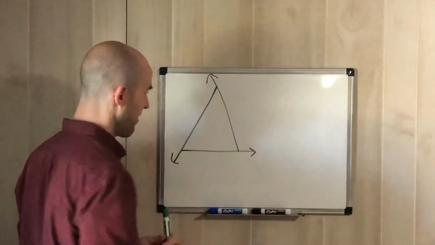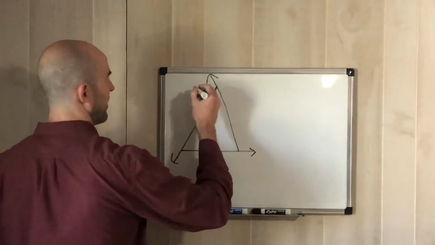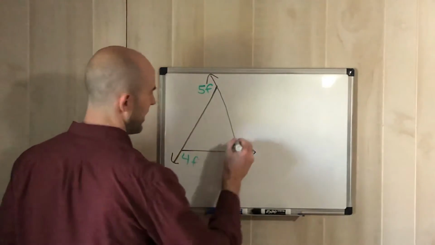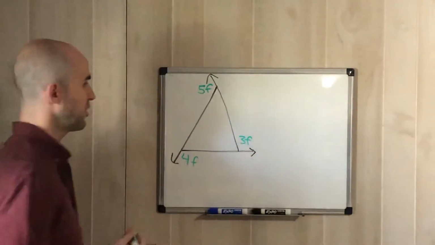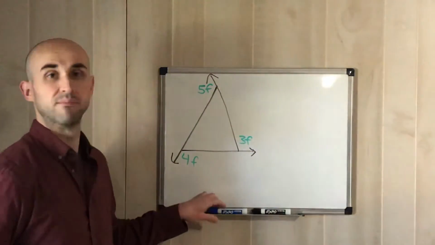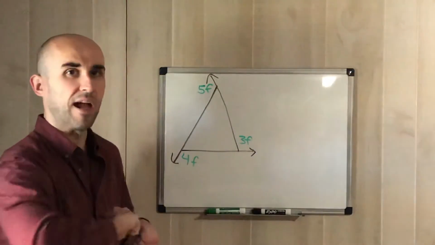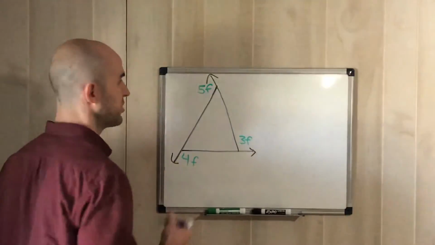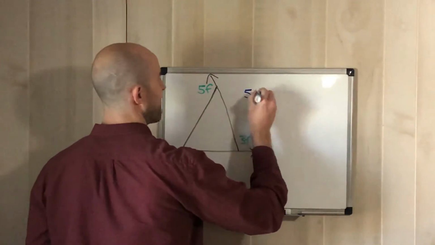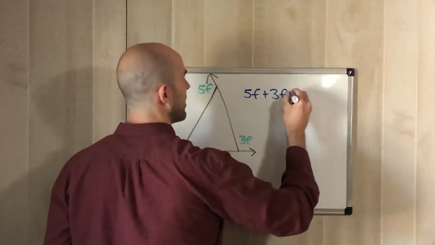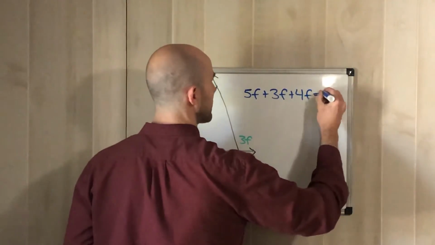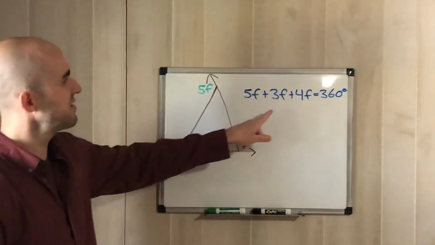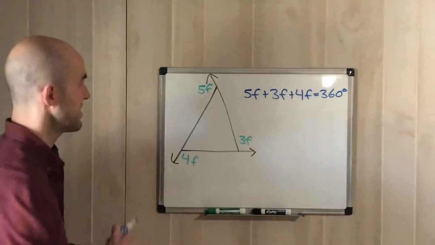It's 360, right? So I'm going to make this 5F. I'm going to make this 4F. And I'm going to make this 3F. And all I want you to do is just solve for F. And again, people may think that it's complicated, but it's not. All it is, we're just going to combine all of it, add them all up, and set it equal to 360, right? So it would be 5F plus 3F plus 4F equals 360. And again, it's 360 because exterior angles are always equal to 360, always.